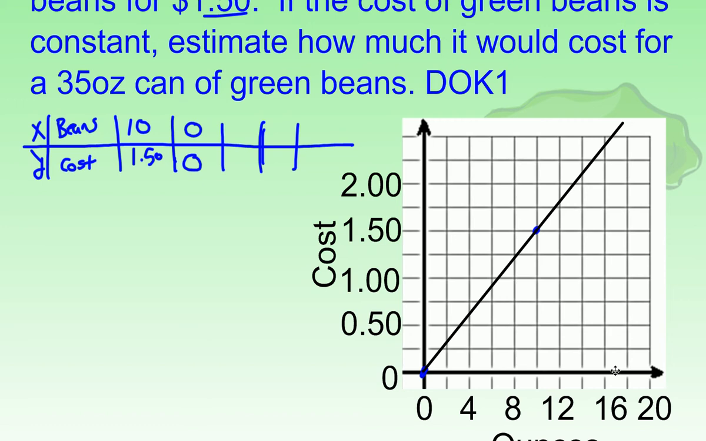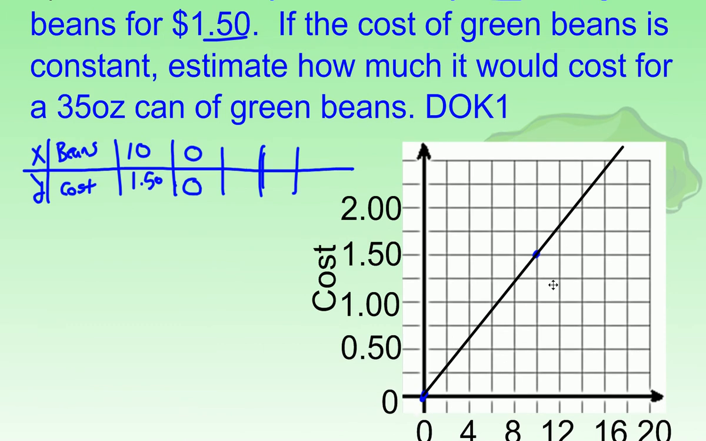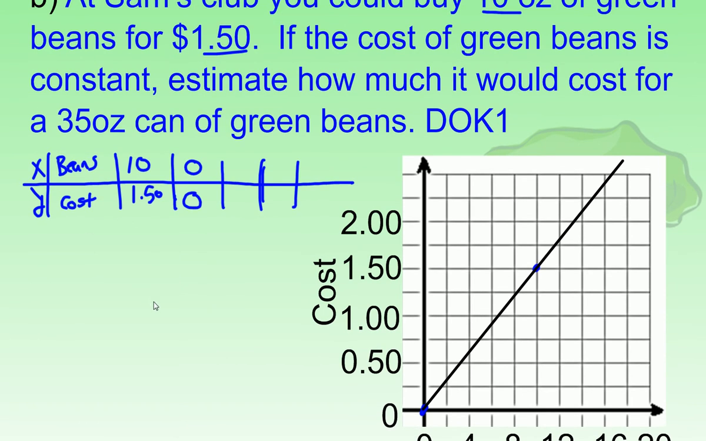Now it's asking for how much would it cost for a 35-ounce can of green beans. So we can't really use our graph because our graph doesn't go to 35 ounces. It only goes to 20 ounces here. So for me to go to 35 ounces, I've got to do a little bit more. Well, I can find the slope of this. I have 2 points, so let's do that.